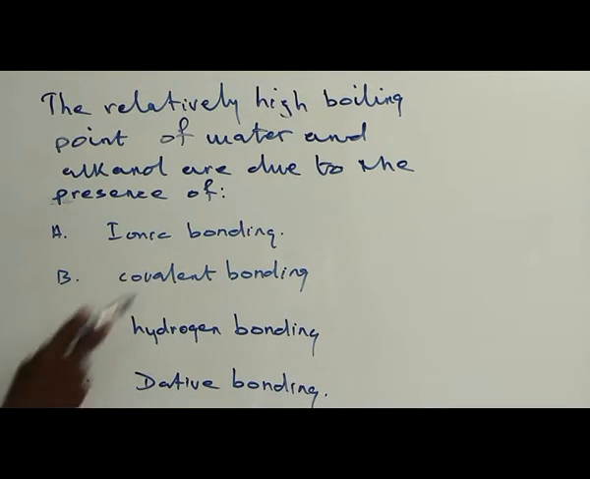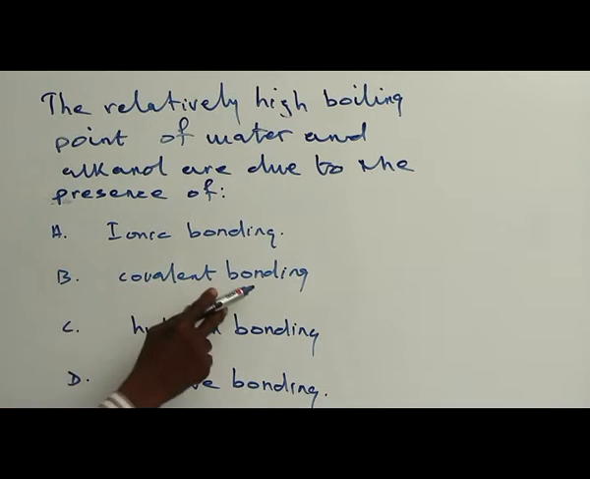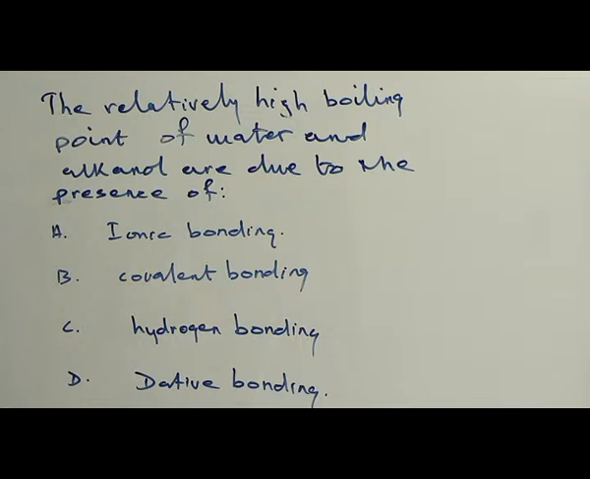A, ionic bonding. It is not ionic bonding. Ionic bonding only occurs when there is a bond between a metal and a non-metal. So in the structure of water and alkanol, there is no such relationship. B, covalent bonding. It's not covalent bonding, because covalent bonding occurs when two non-metals combine together.